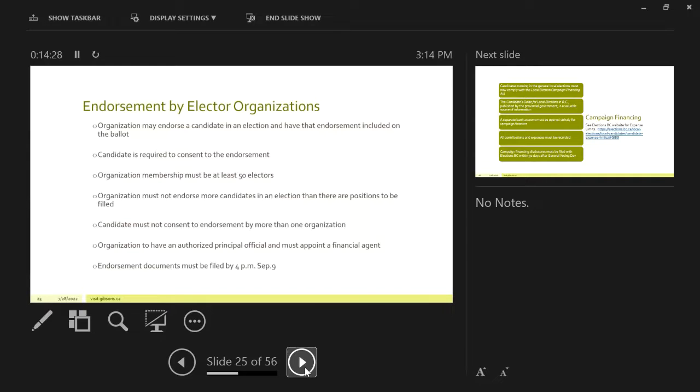In our case it is 1 mayor and 4 councillors. The candidate must not consent to endorsement by more than one organization. The organization has to have an authorized principal official and must appoint a financial agent, and the endorsement documents must be filed by 4 p.m. September 9th. The little package is very similar to the other package. It looks like that, if you want to see it, and this will be on our website on Tuesday.